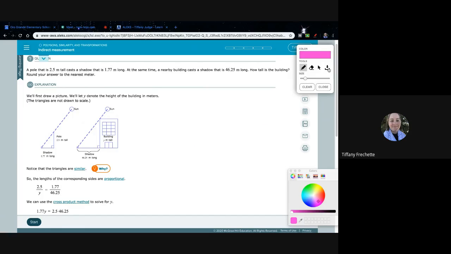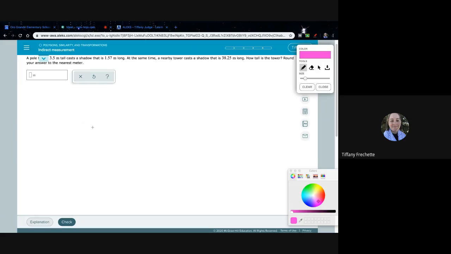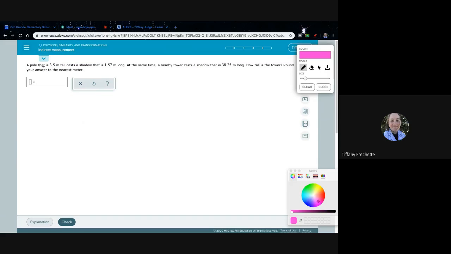All right, so I'm going to clear this out, and we're going to start the next page. Okay, so we have a pole that is 3.5 meters. So I'm going to draw my thing here. So this is a pole, and it's 3.5 meters tall, and it casts a shadow that is 1.57 meters.